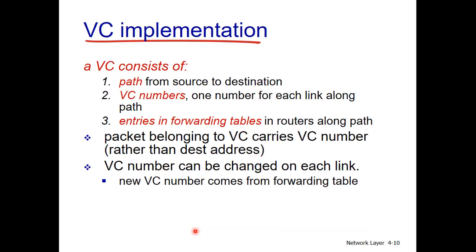So let's again talk in depth about how virtual circuits work. A virtual circuit consists of a path from source to destination, and a virtual circuit number, a number that is independent of the destination IP, with one for each link along the path. You need a forwarding table that contains virtual circuit numbers, so that once a packet is received, the router finds the virtual circuit number and forwards that packet to the output line. A packet belonging to the virtual circuit carries the virtual circuit number, and the virtual circuit number can be changed on each link.